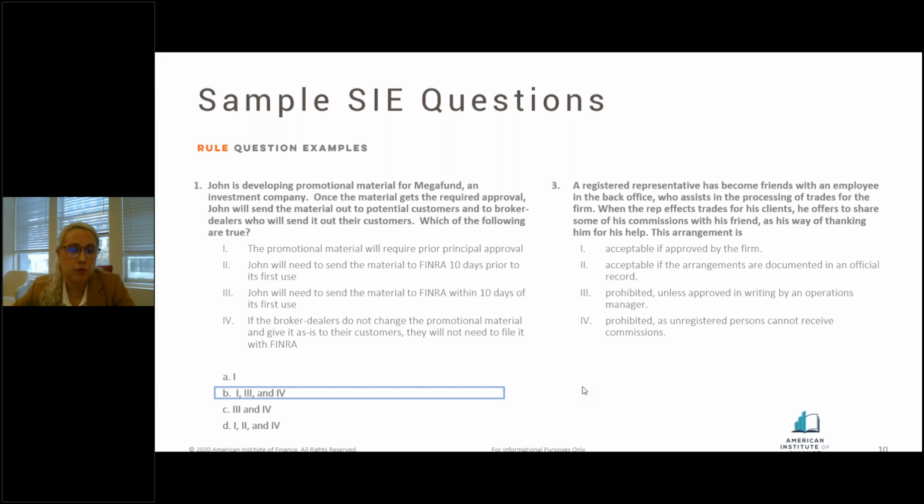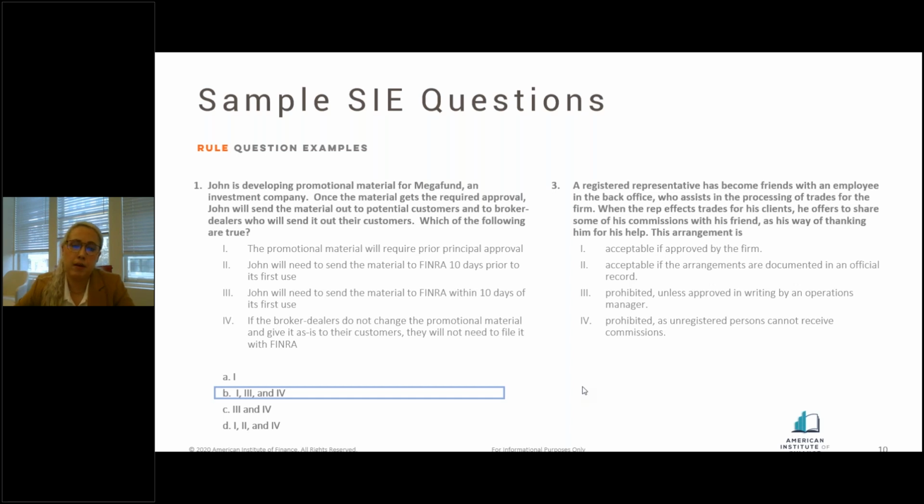This arrangement is acceptable if approved by the firm, acceptable if the arrangements are documented in an official record, prohibited unless approved in writing by an operations manager, or prohibited as unregistered persons cannot receive compensation. So this is a great example of a very, very common type of question in the SIE exams and top-off exams. This type of questions will kind of trick you into thinking that perhaps if you ask for approval, some of the activities will be acceptable to the firm.